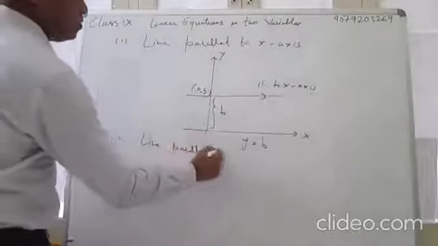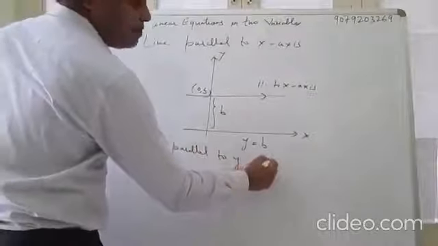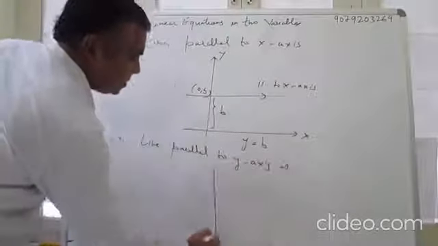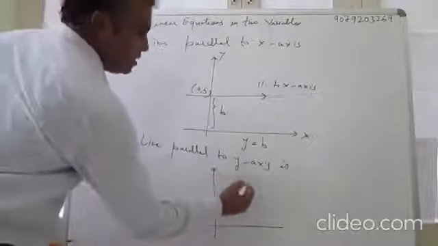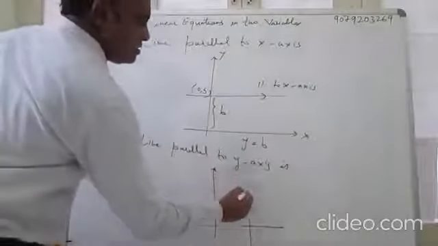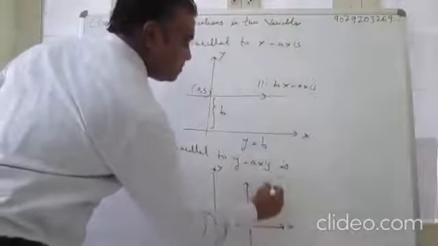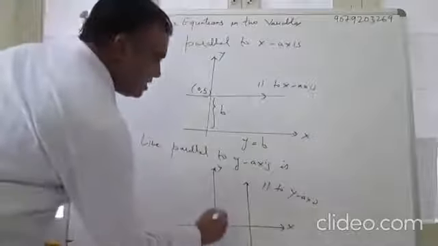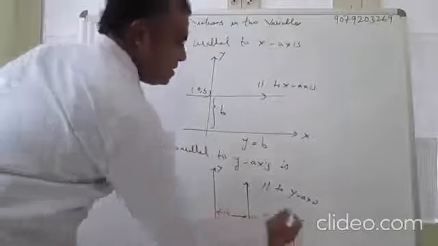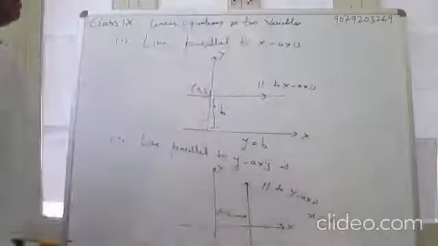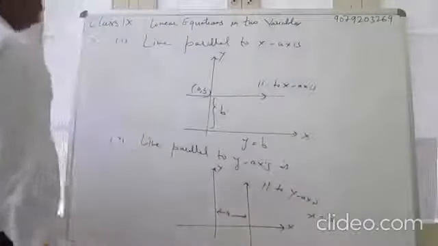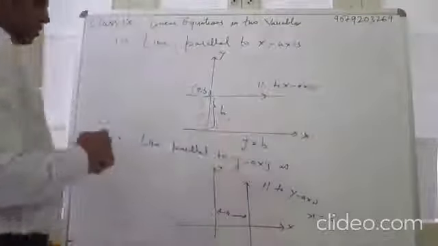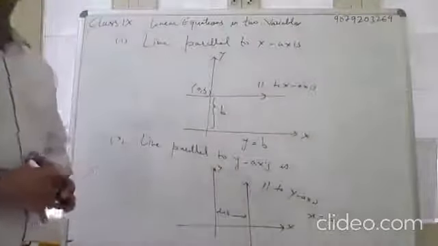And a line parallel to the y-axis, this is the Cartesian plane. This is parallel to the y-axis. Let its distance be a. So it is x is equal to a. How many solutions does a linear equation in two variables have? A linear equation in two variables has infinite solutions.